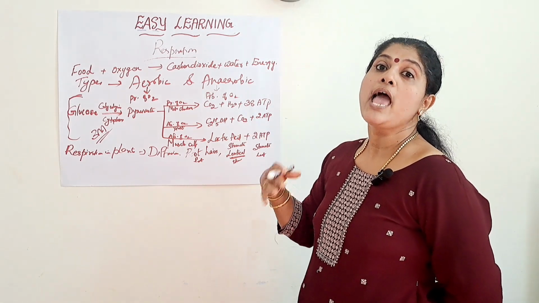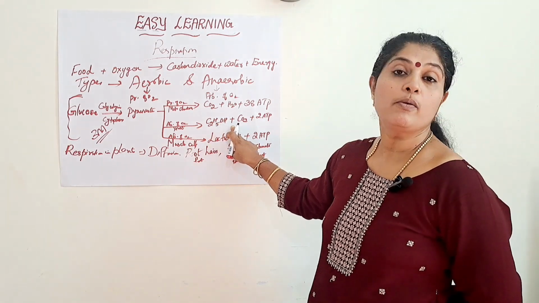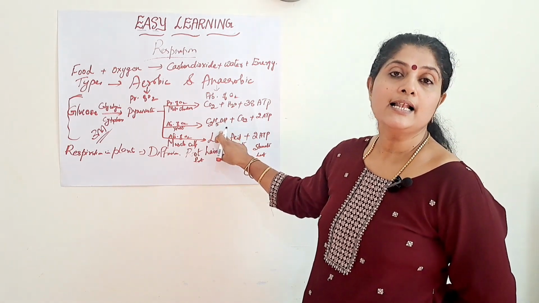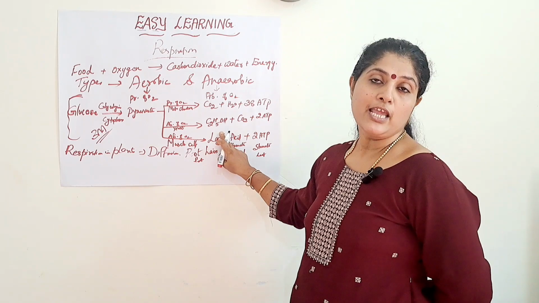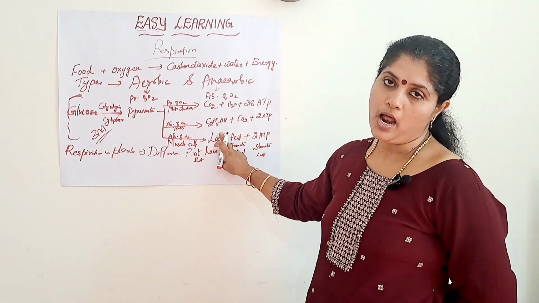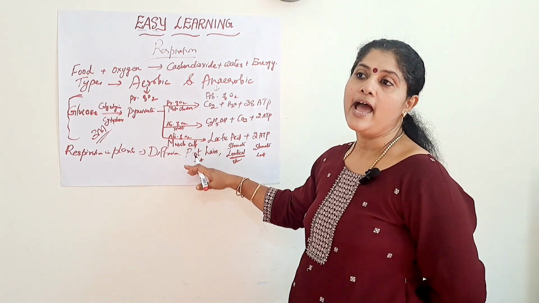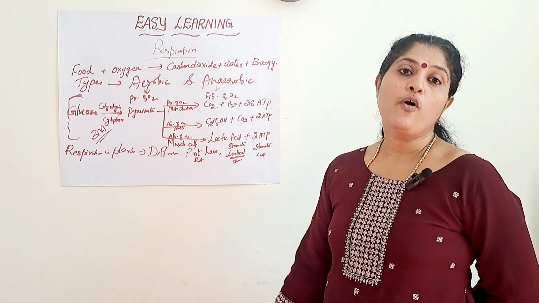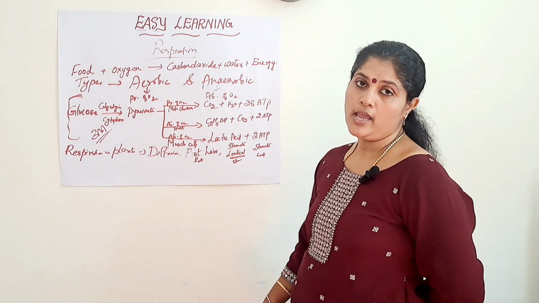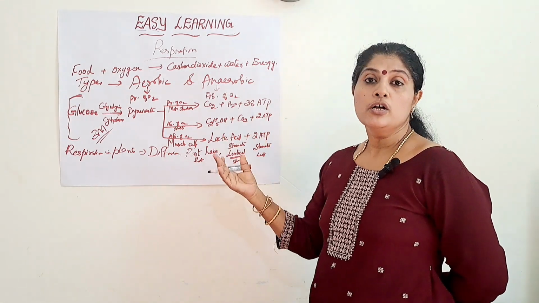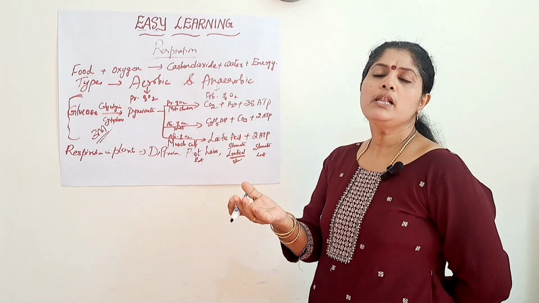It will produce alcohol, as I have already told, which results in the drying or killing of the plant. That is the reason why land plants die when the water is logged for a few hours. This is very familiar also.